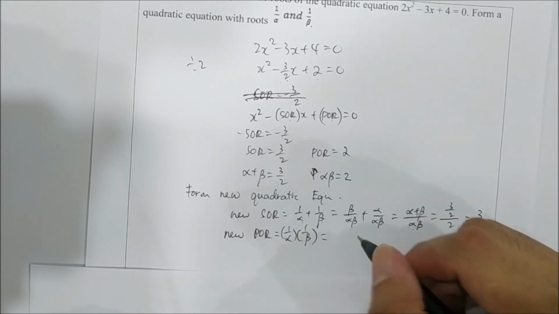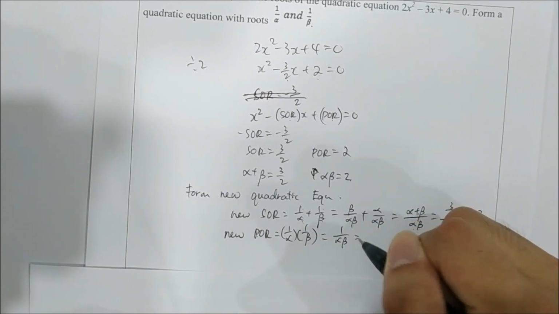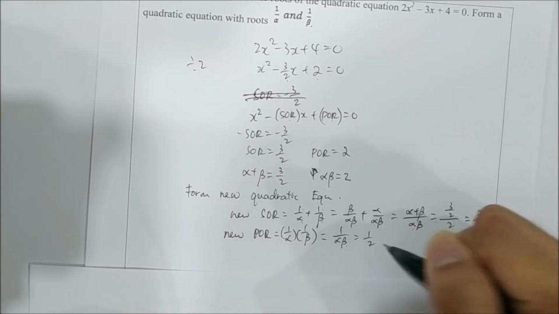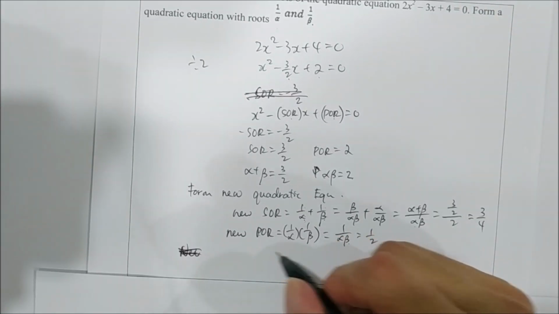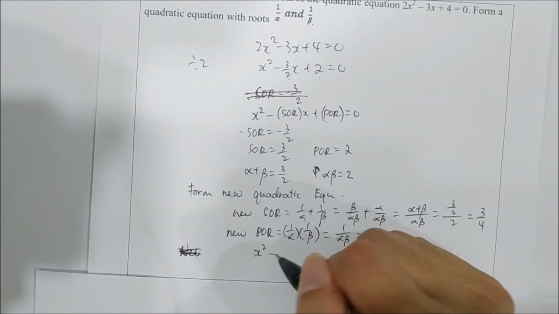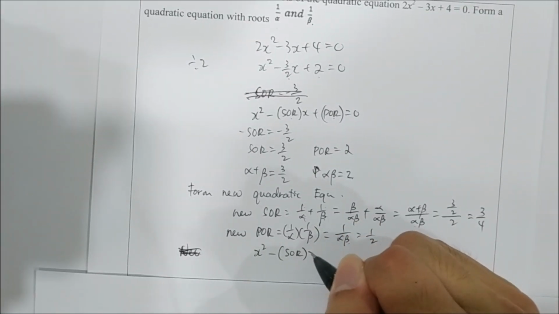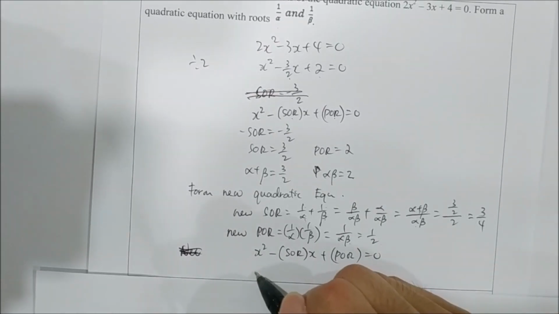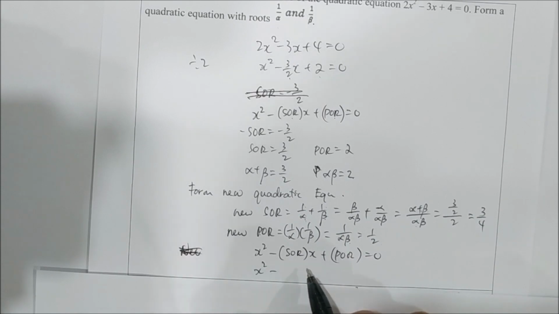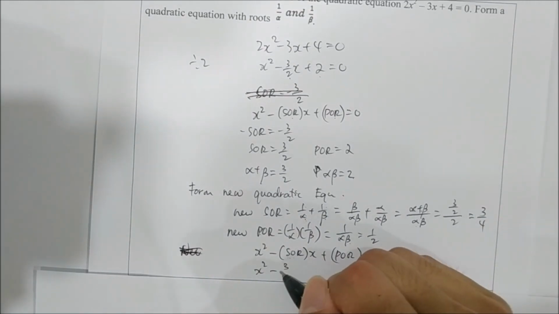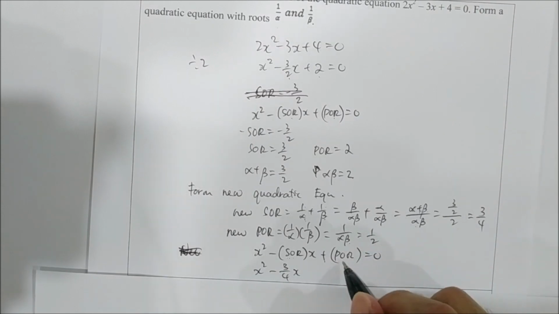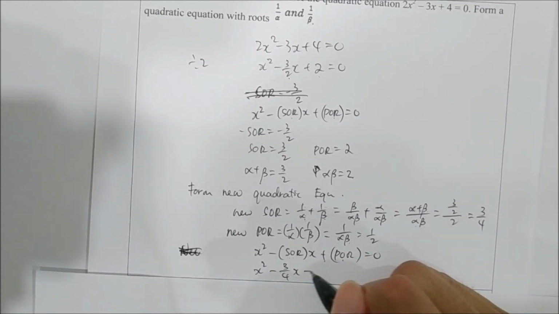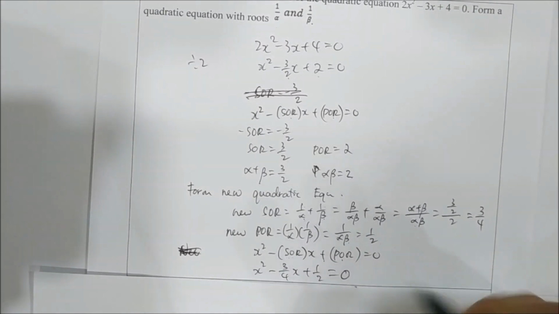And then we multiply this, you get 1 over alpha beta. Alpha beta equals to 2, so it's 1 over 2. So now we substitute into the formula again, x squared minus sum of roots x plus product of roots equals to 0. So we substitute the new SOR here, which is 3 over 4, and the new POR, 1 over 2, equals to 0.